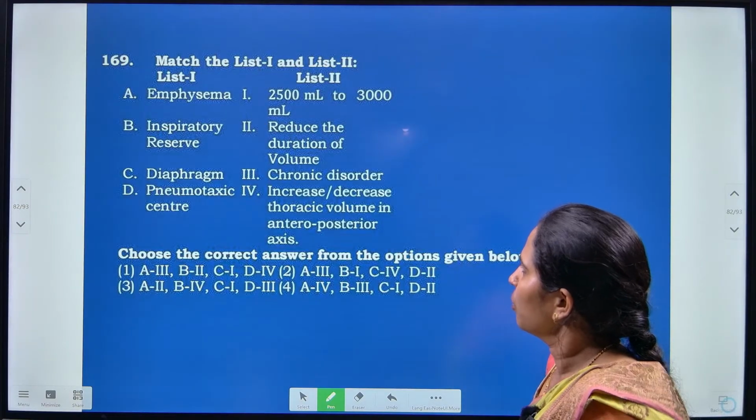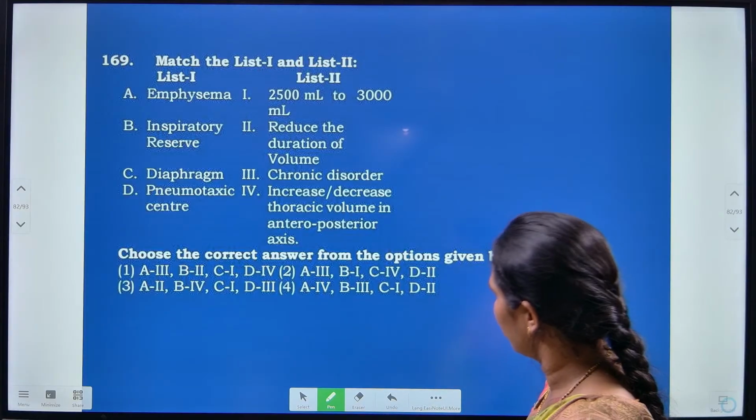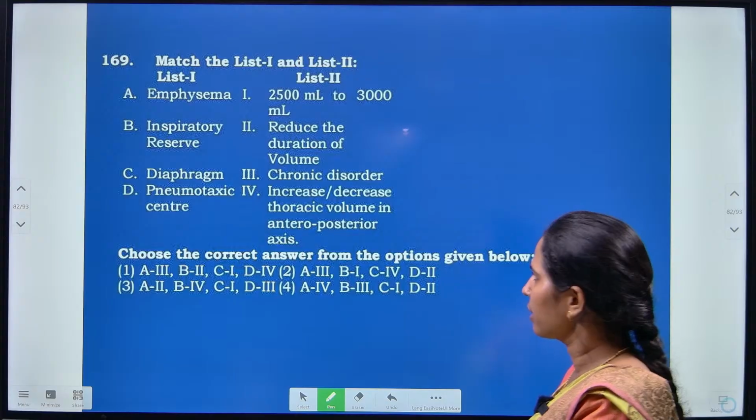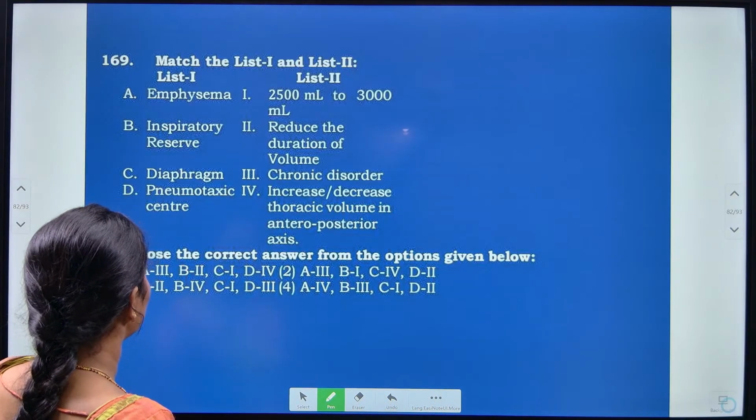Next, question number 169. Again you have to match here. I think this is with some of the respiratory disorders. Emphysema is a respiratory disorder. So what happens? It is a chronic disorder here.